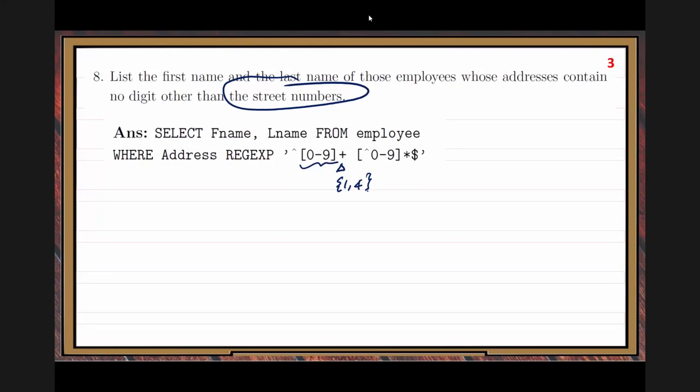But here we need to use a space character to tell us where to stop. Then the non-digit part. Quite some students, quite some, that number is pretty significant, they only do the second part. So they just skip the street number part. Then they write the address without any digit, that way.